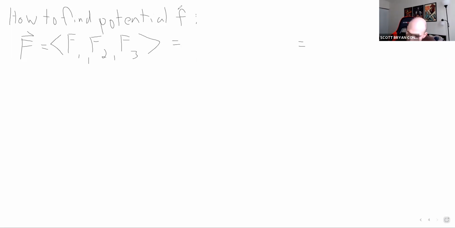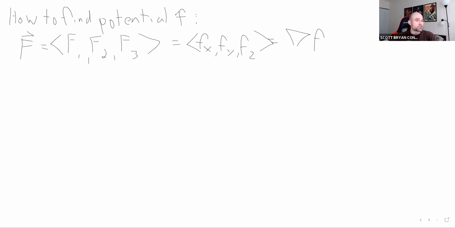So we said already that we're conservative. So that means it's the gradient of some potential function f. We don't know what f is yet, little f. But we know when we take the gradient, we get our vector field F1, F2, F3. And the gradient of little f is a vector field.